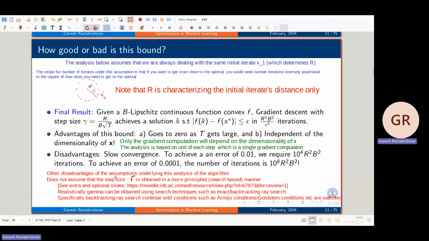And there are also other disadvantages. The assumptions in the analysis of the algorithm do not assume that the step size gamma is obtained in a more principled manner. So again, I have some optional extra slides on the RBO principle. I'll show you some plots. We have very nice Colab notebooks on setting up the RBO conditions, the step size search. So it doesn't use any of that sophistication. And the R is characterizing the initial iterate distance only. Can we get better than that?